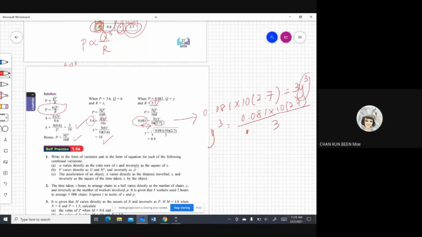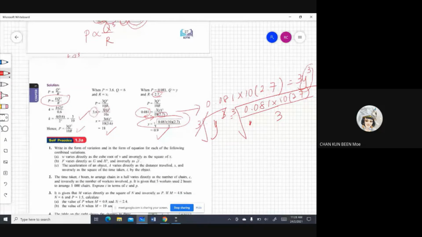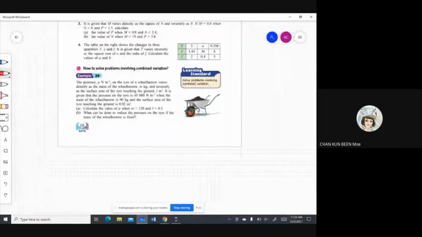Okay, so to cancel the cube here, you need to cube root it. Therefore, cube root it. Cancel, cancel. That's why you have this part. Just press your calculator and you will get the value of y equal to 0.9. Simple only.